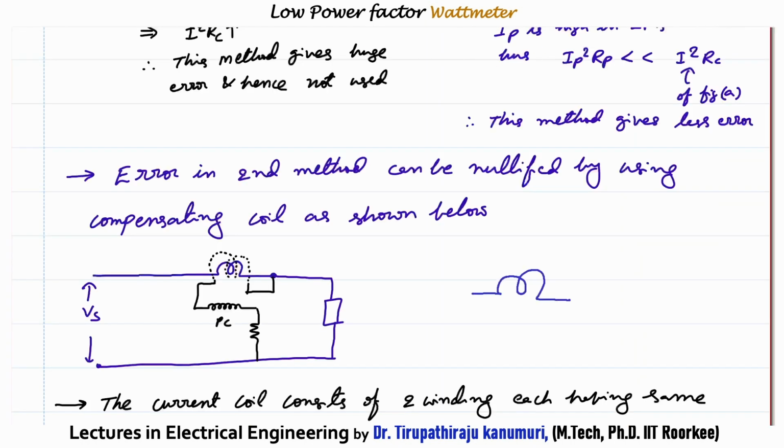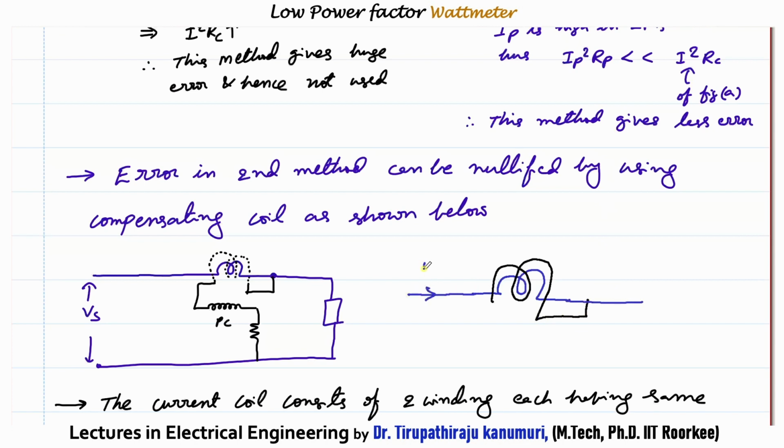So another coil I am taking with another color. Let us assume I am taking the black color. So this is my other coil. How will this coil be connected? It will be connected to this same coil here. So let us assume this is there. This coil is connected like this.